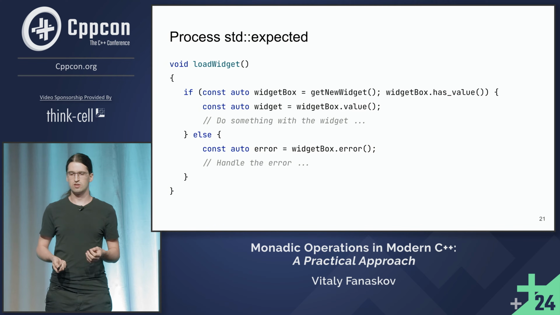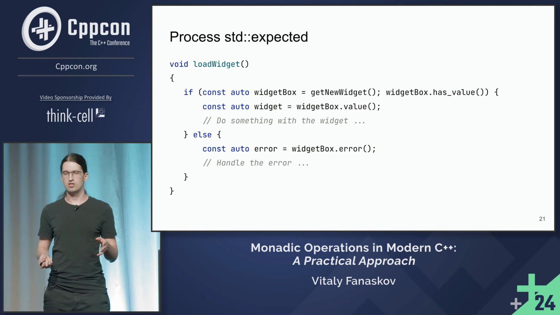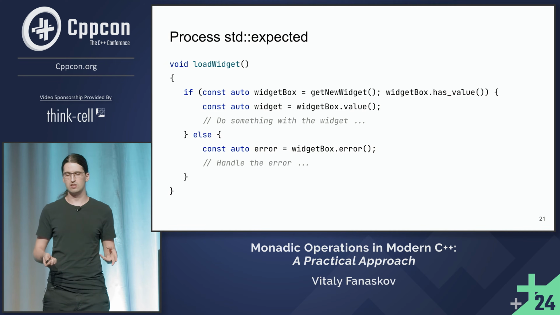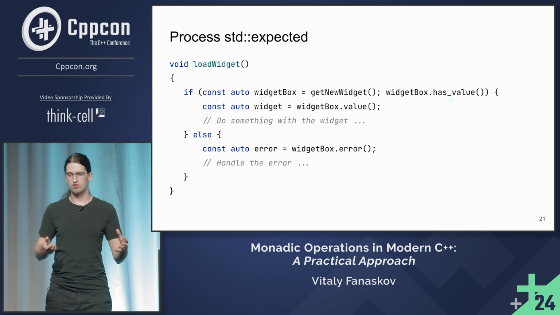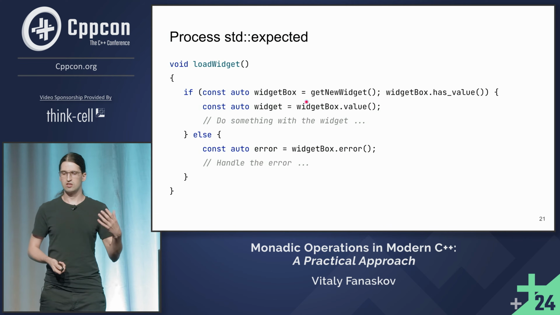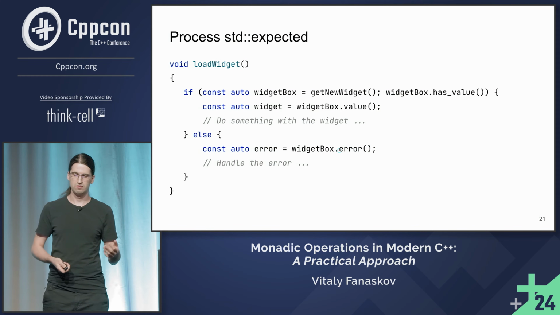You can read this example. There we somehow get a new widget and it returns expected widget box. We check whether this is a value or not. Here we can technically omit this, but I will be using more wordy code for better readability on the slides. So then we know that there is a value. We extract this value, taking it out of the box, and do something with this widget. Otherwise, we just work somehow with an error. We can, for instance, print an error here.